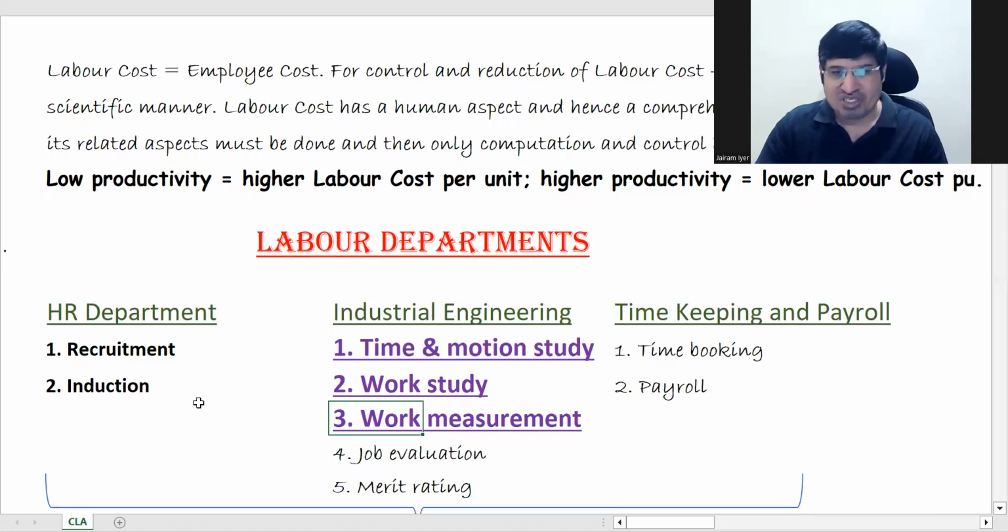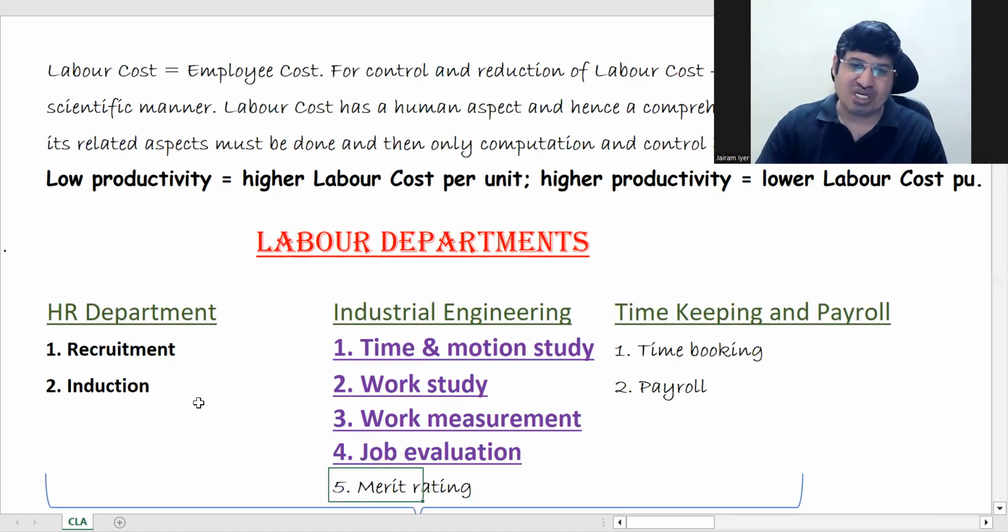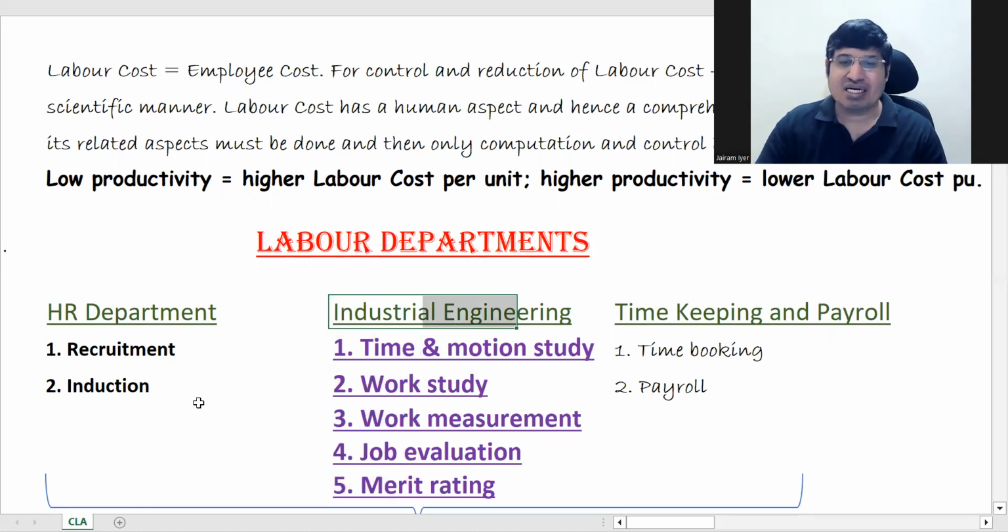Then you have got work measurement. Something called as work measurement, the job evaluation, and merit rating. These are the 5 things which come under industrial engineering department. As the name suggests, the industrial engineering department will do some technical analysis. Everything related to technical analysis will be done by the industrial engineering department. As far as these 5 things individually are concerned, we'll discuss in a while.